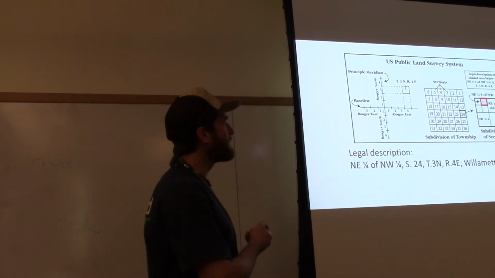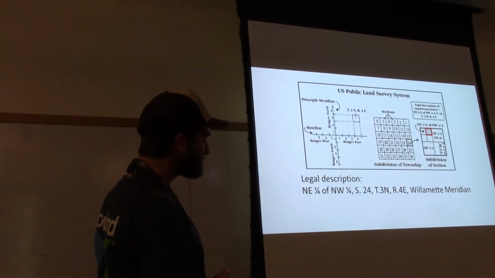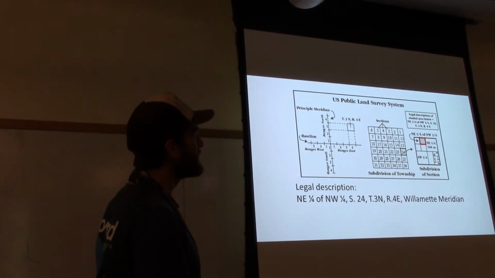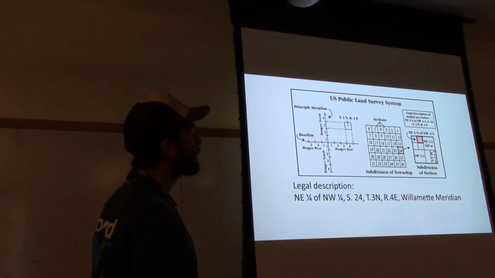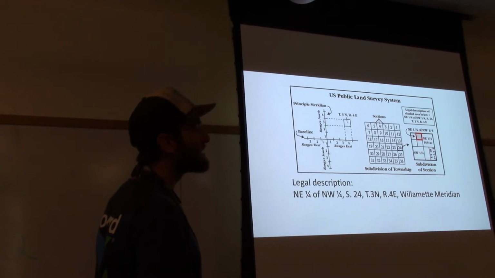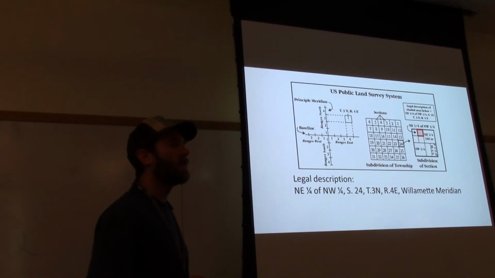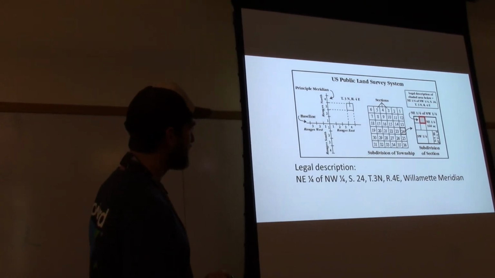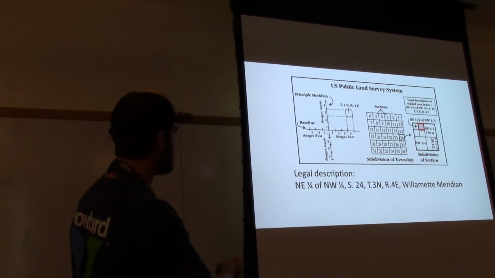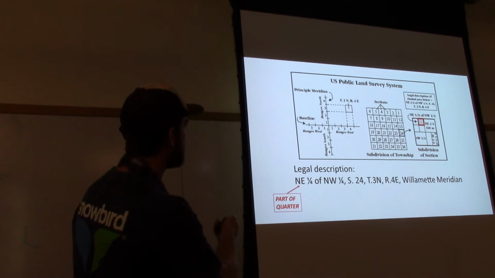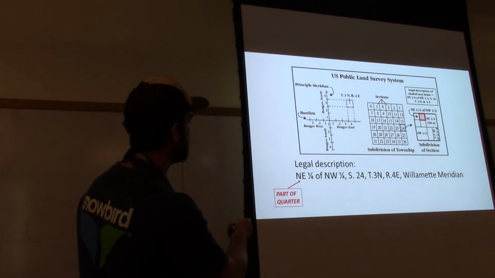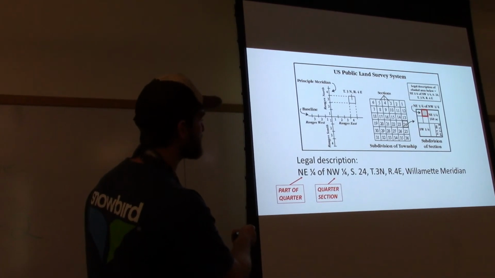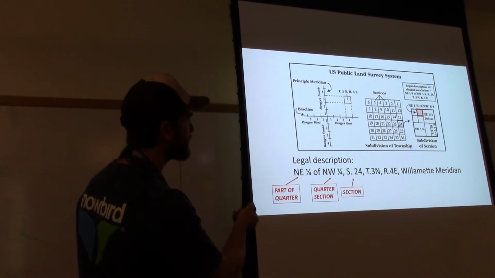And I think it was mentioned in the lecture that the federal government surveys things down to quarter sections, but once you go smaller than that, that's usually done privately. And so here it is. We have the northeast quarter of the northwest quarter of section 24, right?